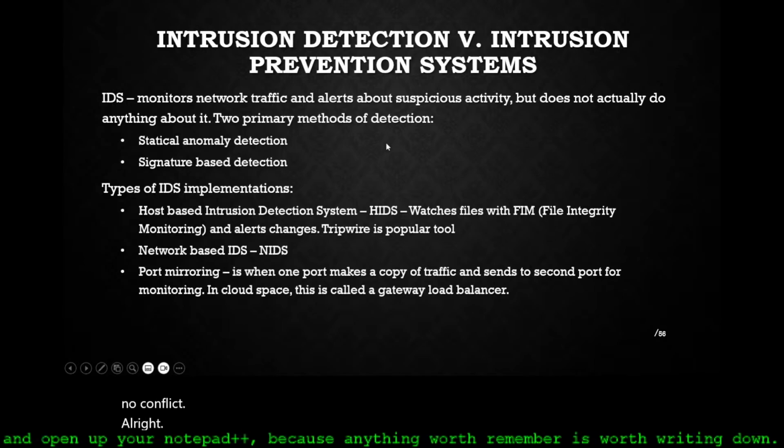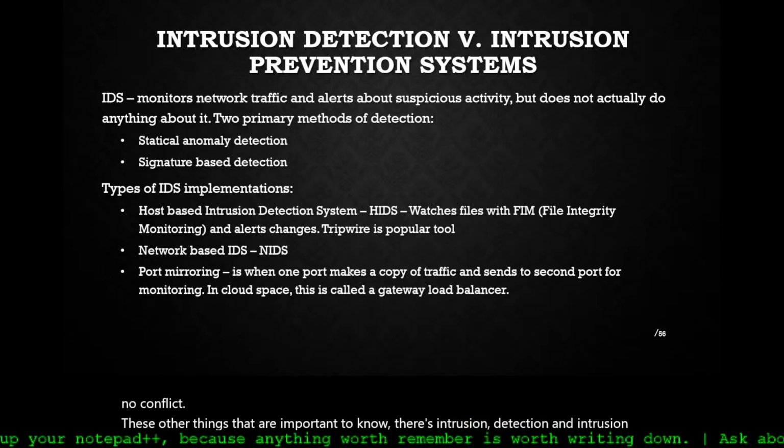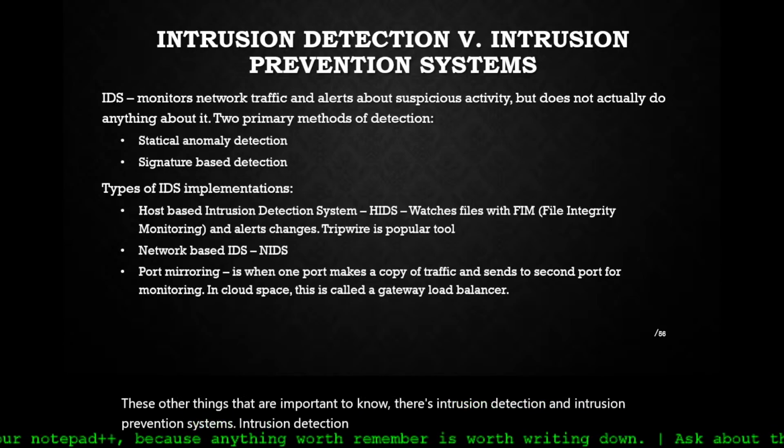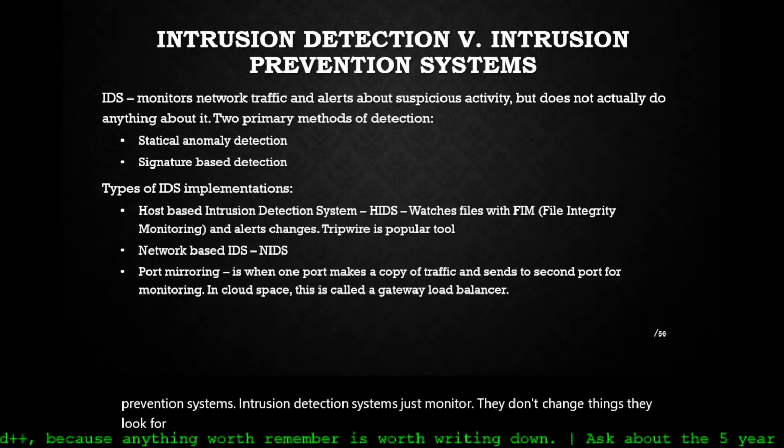All right. These are other things that are important to know. There's intrusion detection and intrusion prevention systems. Intrusion detection systems just monitor, they don't change things. They look for statistical anomalies, or what we call heuristics.